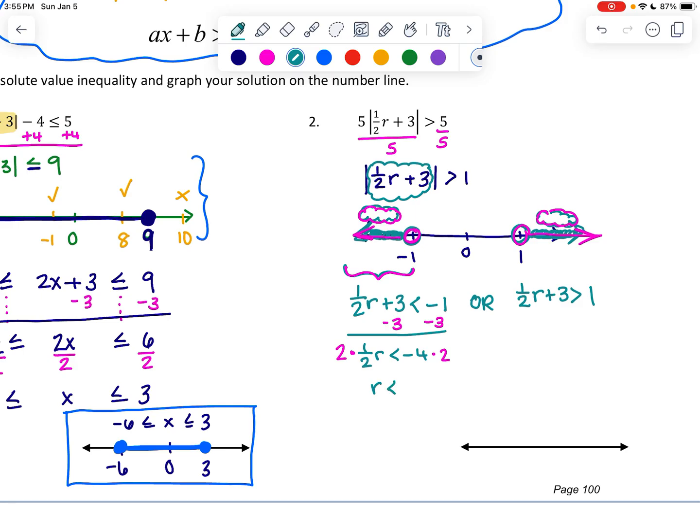So r is less than -8. Notice I did not switch the inequality arrow because I did not divide or multiply by a negative. Yes, my answer is negative, but I did not multiply or divide by a negative number.